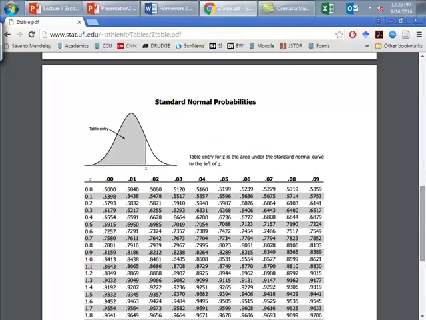Right? So a z-score of 0, 0.0, and then 0 is 0.5. Now, what is 0.5? 0.5 is the shaded area under the curve. So half of the observations are to the, as we're looking at it, our left of the z-score. Does that make sense? Not really. One more time.